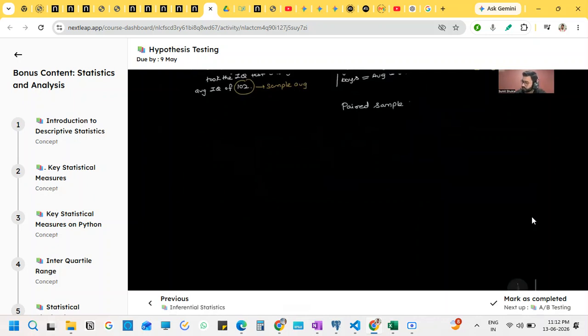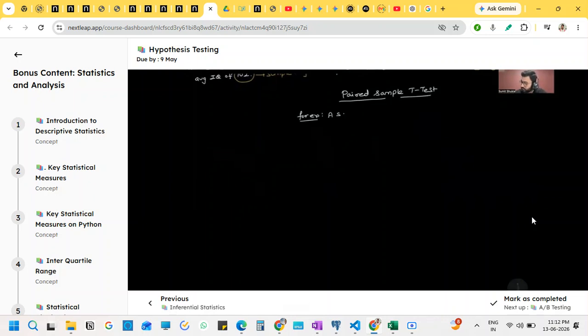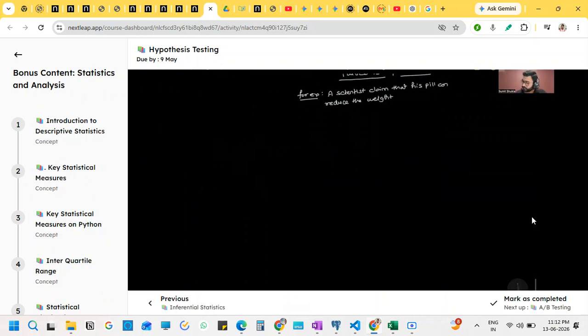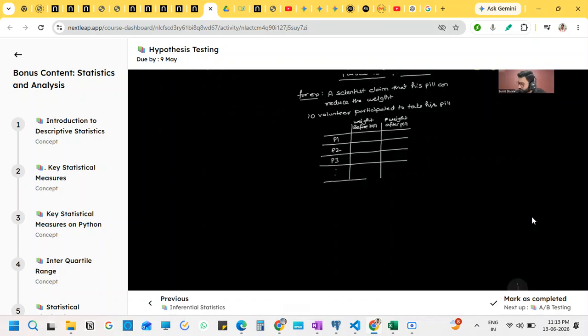In the paired sample t-test, the group is the same, but we are testing it over two time frames. Let's take an example. A scientist claims that his pill can reduce weight. So 10 volunteers participated to take his pill. This is the weight before the pill, and this is the weight after the pill. This is person number 1, so I'll say P1, P2, P3, and so on till P10.